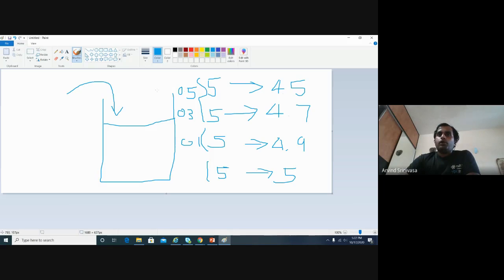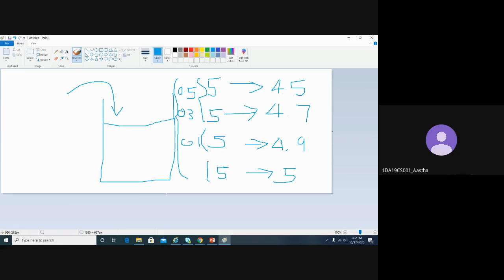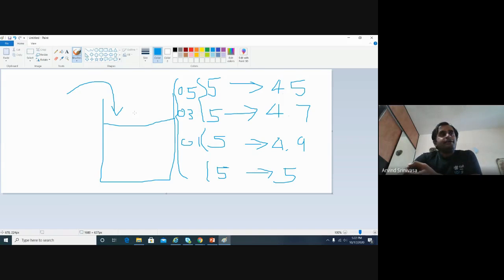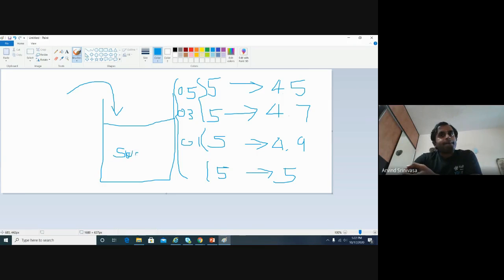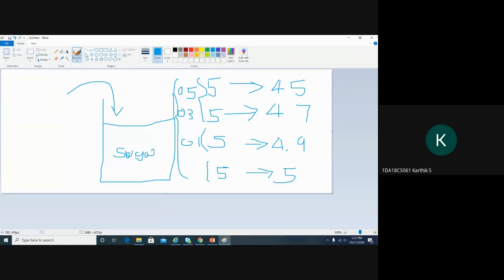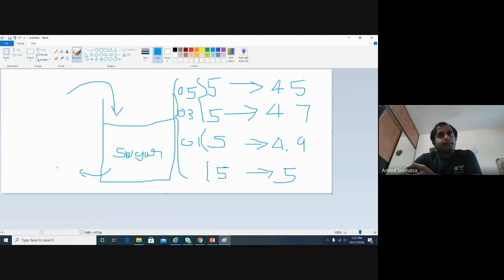Then he might add a few more such that it becomes 5. So what is happening? He is reducing the error that is being created. How is he reducing the error? By adding more amount of sugar. Okay. Sugar is what here? Data. Sugar is data.